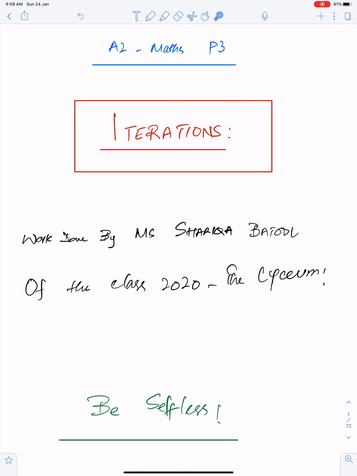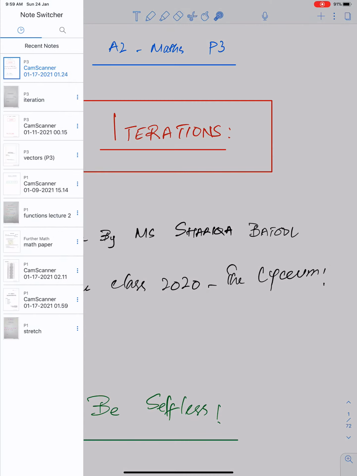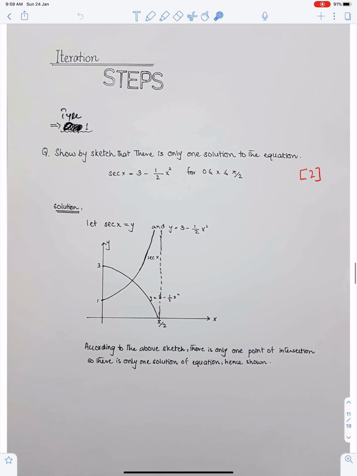Before starting the important questions, I would like to give you a short summary regarding the iteration concepts. Well, in iterations, there are 7 or 10 types of questions. Usually, we get those types of questions. So, this is type 1.